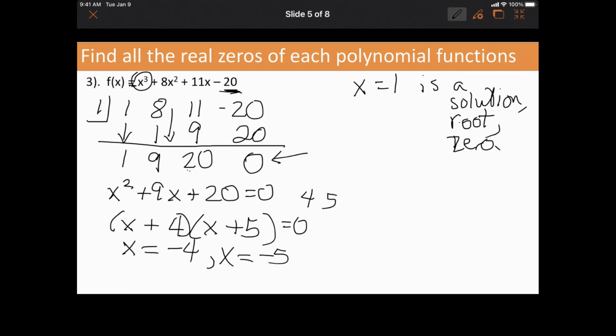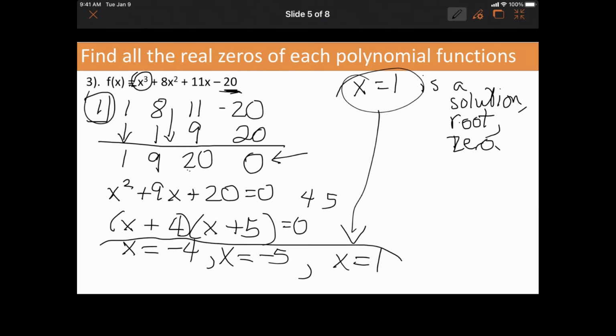So we have 3 answers. Don't forget this one. I'm going to bring that down here. And we tested that again here. I just picked it. We always like to start at 1. Okay. And there you are, all the real zeros. And they don't repeat, therefore they're all a multiplicity of 1.